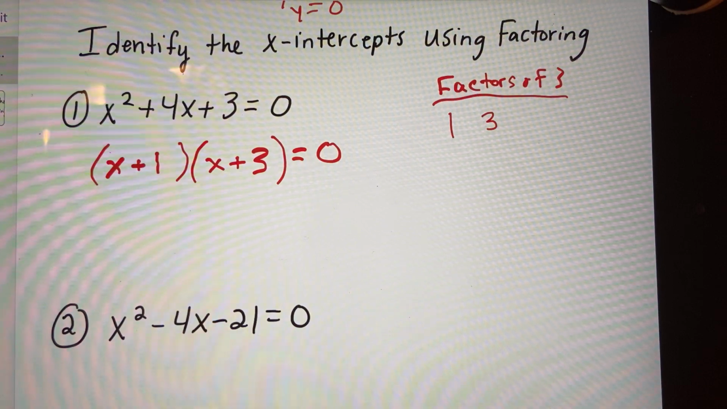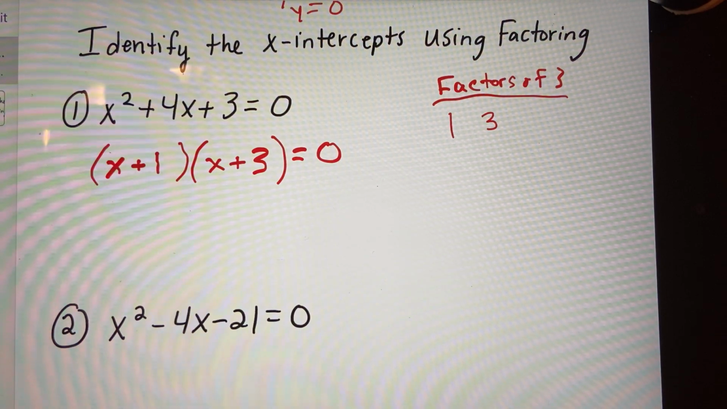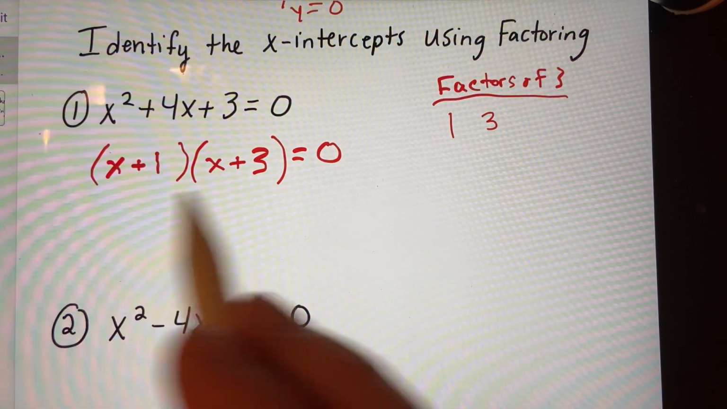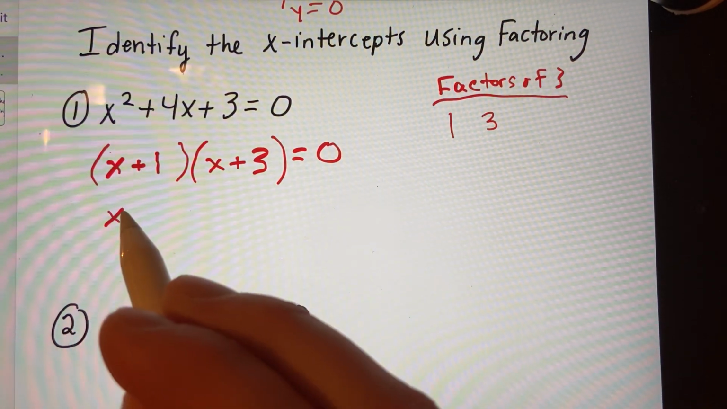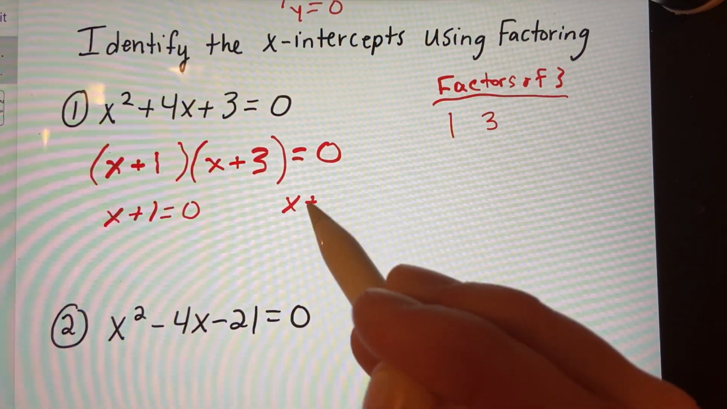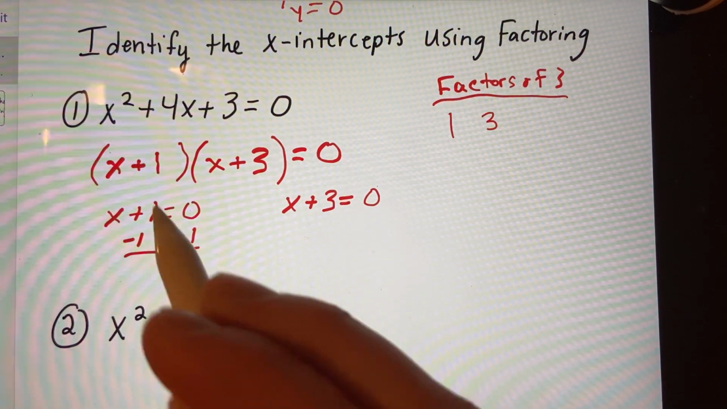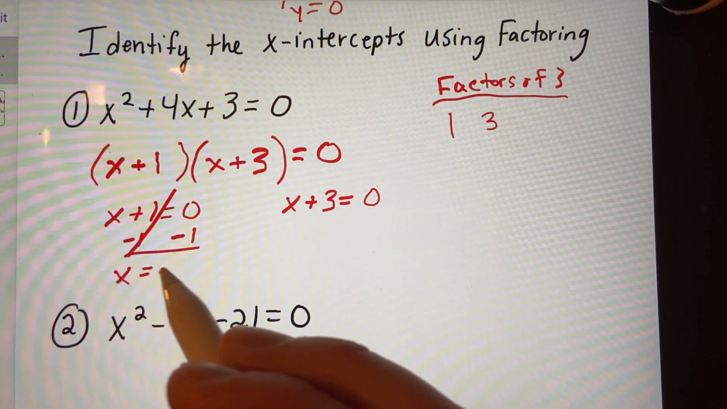But remember, our answer from above, the x-intercepts were -1 and -3. So how do we get them to be negative? Well, this is where you're going to set each part equal to 0 and then solve. So x plus 1 equals 0 and x plus 3 equals 0. So subtract 1 from both sides, and we end up with x equals -1.